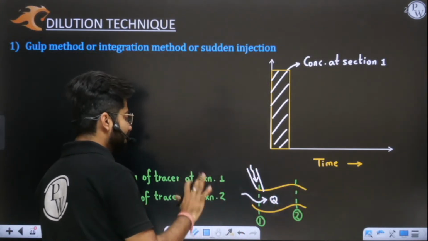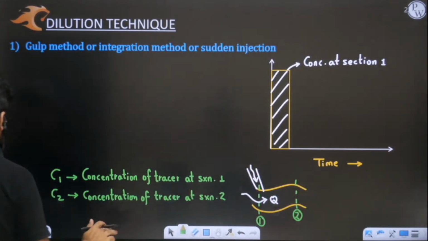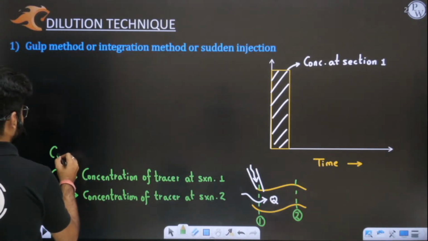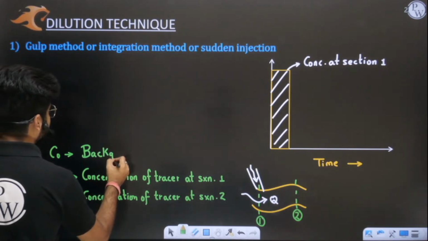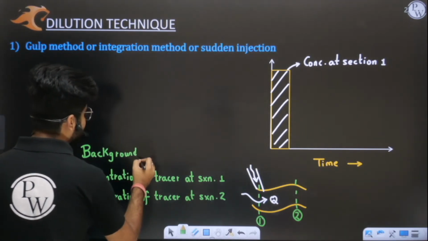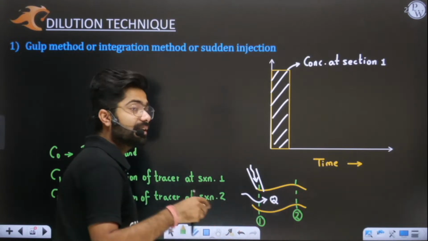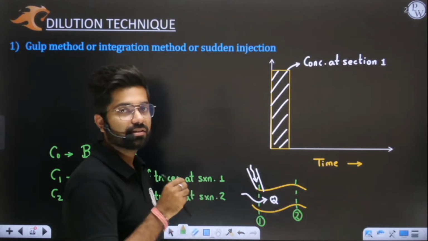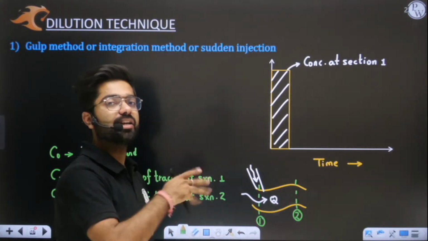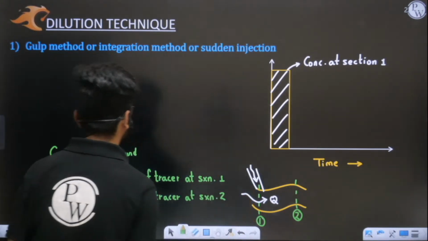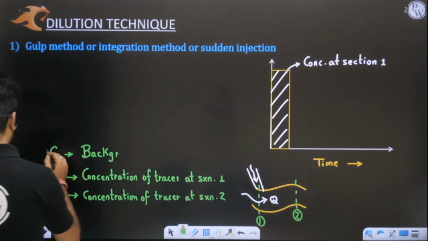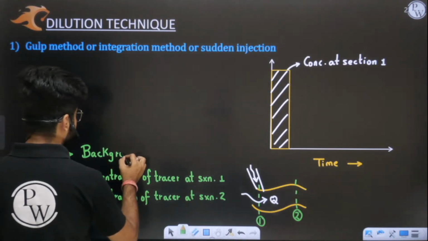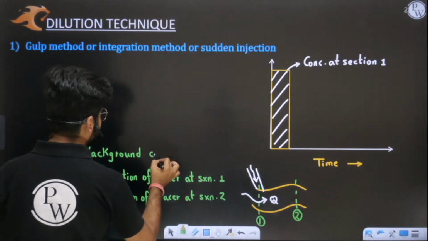Let us imagine this river is already carrying some of the chemical which I am inserting here. The concentration of that chemical already in the river will be termed C0, or background concentration. See, what is the meaning of background concentration?